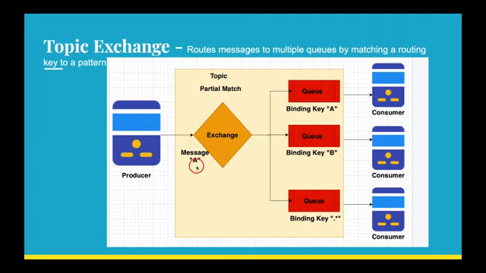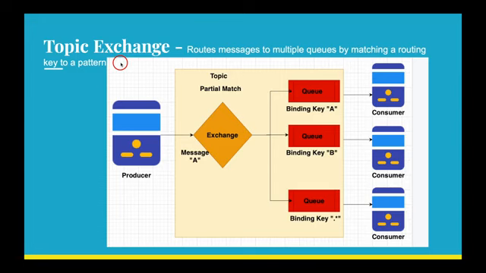Let's say you are sending message equal to A, the binding keys are A, B, and here I have dot star. So when you send message A, it will match with binding key A and dot star. So it's a partial match, right? That is the reason it will send this message to this queue and this queue as well. Okay, so this is the topic exchange.